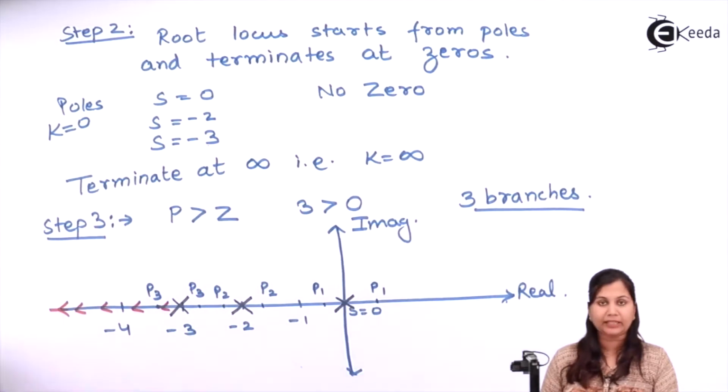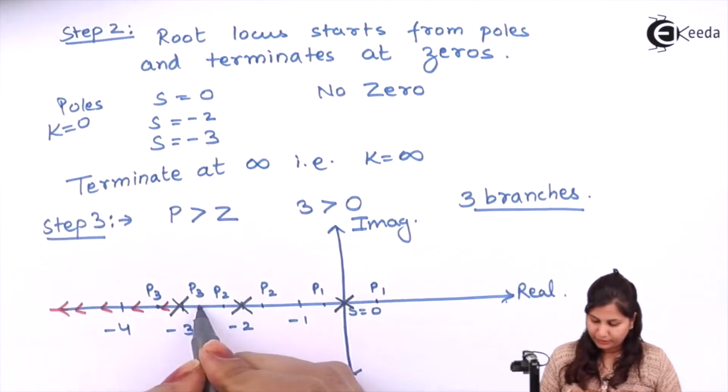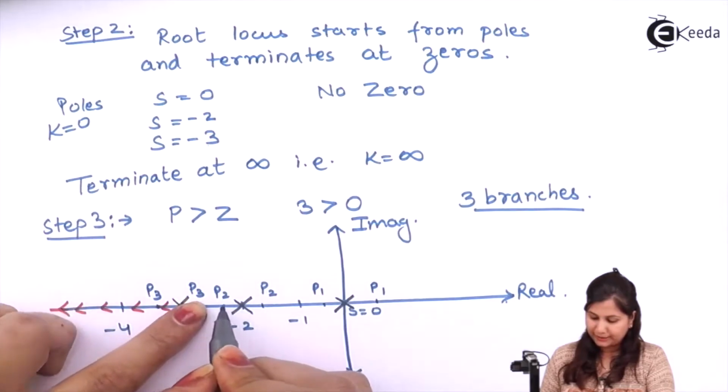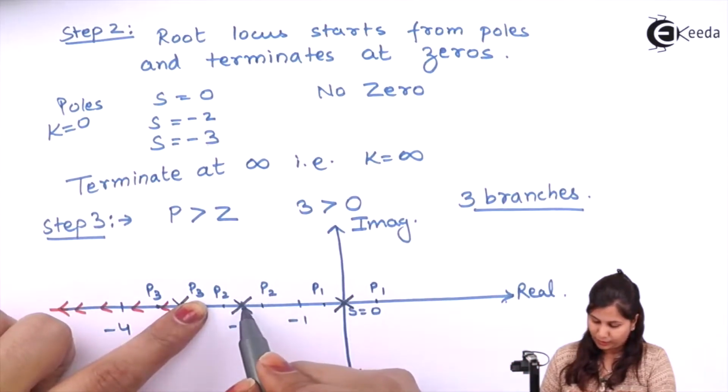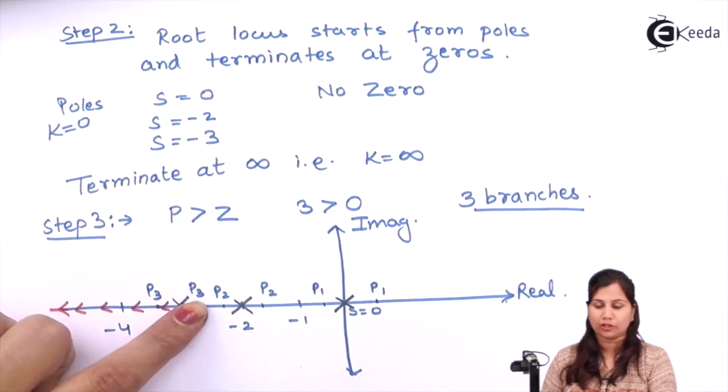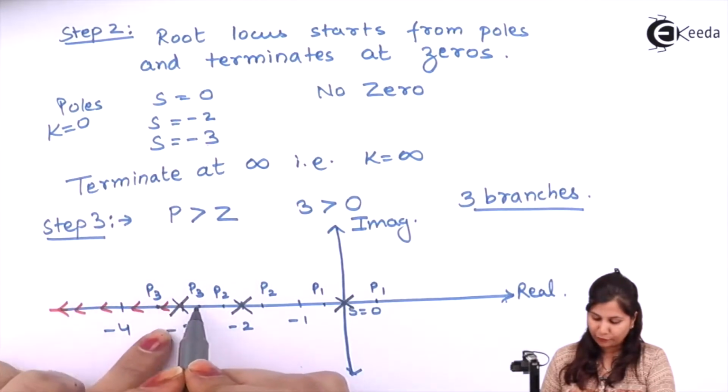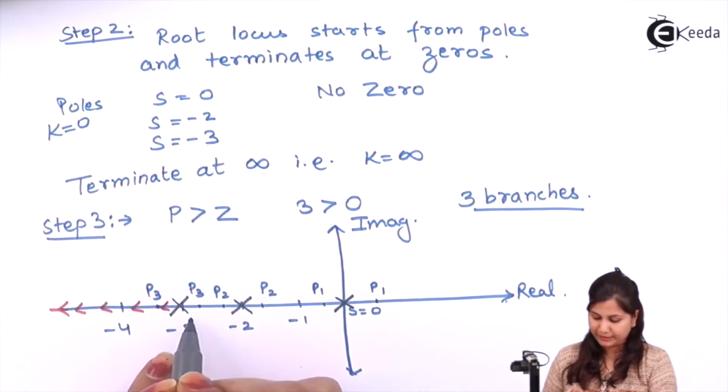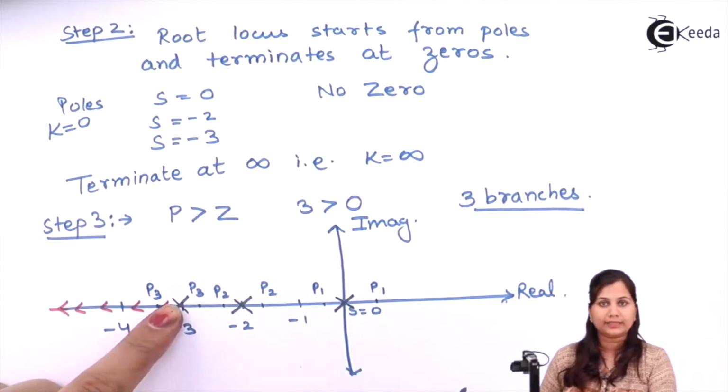Okay, so it will be in this direction. Now for this point P3, the number of poles and zeros on the right hand side is 1, 2. That is even. So the direction of root locus for this pole S equals to -3 will not be in this direction, that is towards this point.